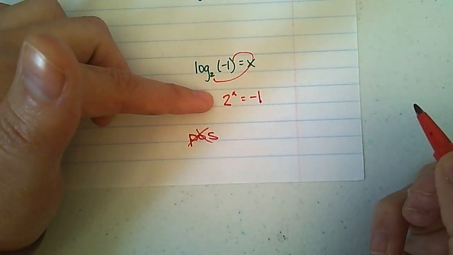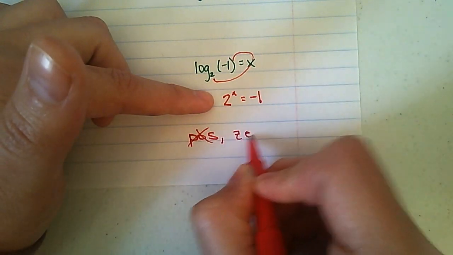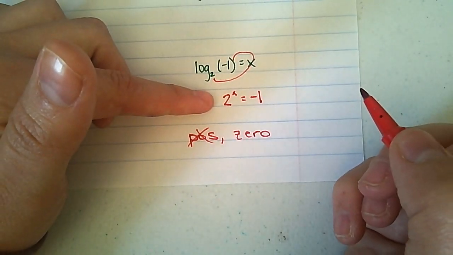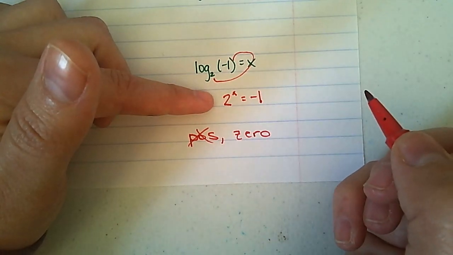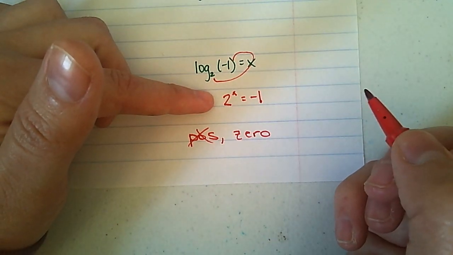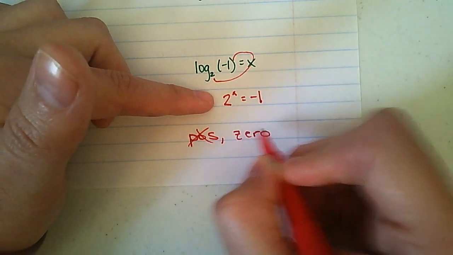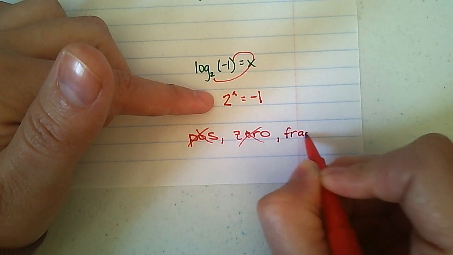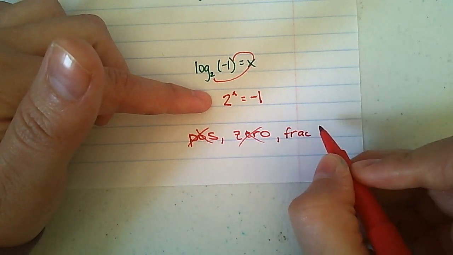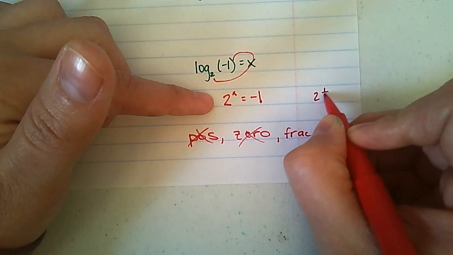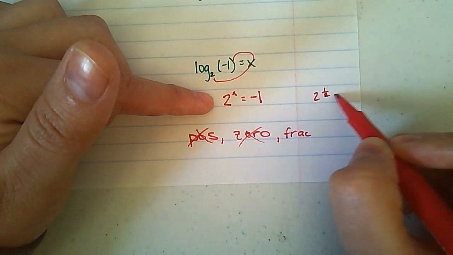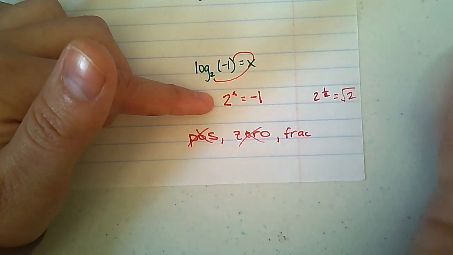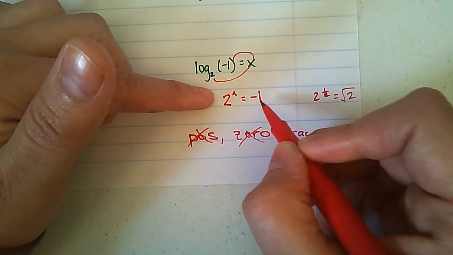All right, let's try 0. Let's put 0 in for x. Remember, anything to the power of 0 is 1, positive 1. So 0 is not going to work. Let's try doing a fraction in for x. So let's do like 2 to the power of 1/2. Remember, the power of 1/2 is just a square root. Square root of 2 is like 1.14 or something like that. Not going to work. Not going to give us a negative number.